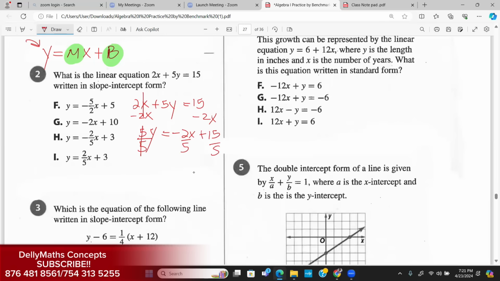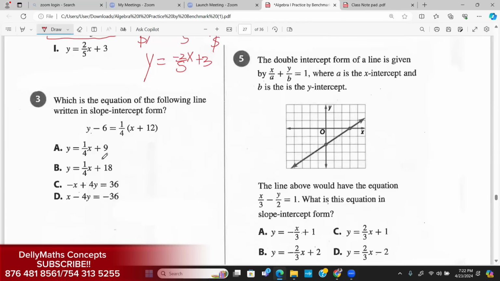So when 5 divided by 5, I'm left with y. -2 fifths x. 5 into 15, that's 3. So I'm looking for a +3. So I'm looking for y equals -2/5 x plus 3. And my answer is H.